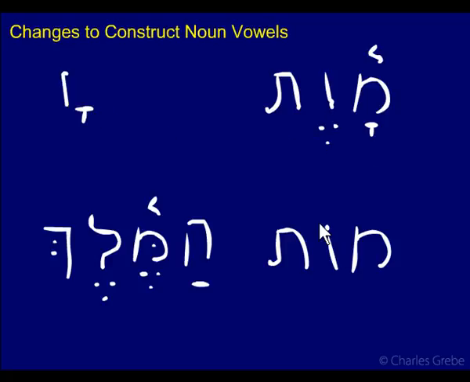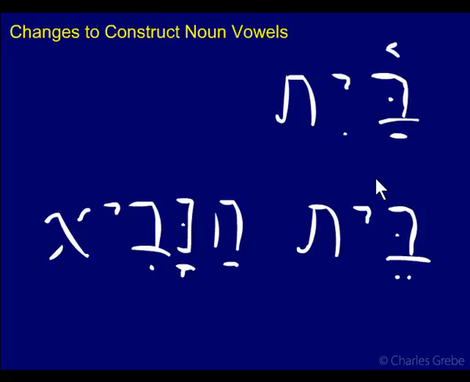Kametz vav becomes o. And what happens is you lose the, what was it, the anaptyctic vowel, this disconnecting vowel? I'm not quite sure what we called it anymore, but that drops because it's no longer needed. The other example was bayit becoming beit hanavi, house versus the house of the prophet.